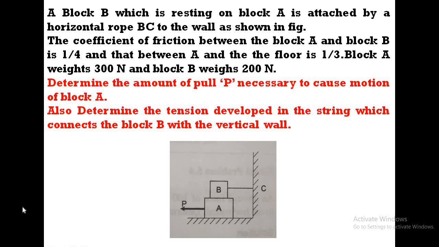Block A weighs 300 Newton and block B weighs 200 Newton. Determine the amount of pull P necessary to cause motion of block A. Also determine the tension developed in the string which connects the block B with the vertical wall.